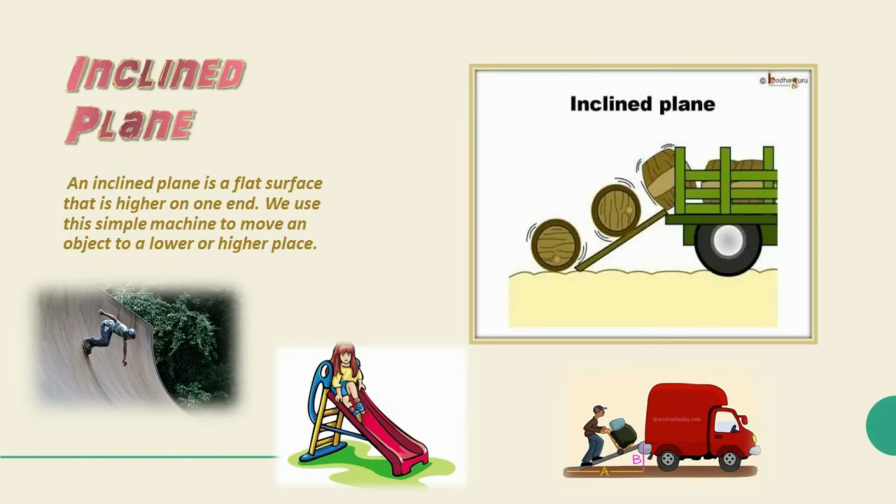Now, inclined plane. An inclined plane is a flat surface that is higher at one end. We use this machine to move an object to a lower or a higher place, like to carry a heavy load to any vehicle like a truck. Generally, a skateboard ramp and a slide are common inclined planes.